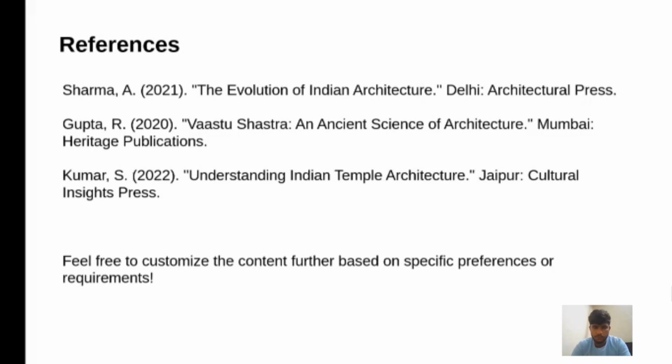And the last one is references. Sharma, A. 2001. The Evolution of Indian Architecture. Delhi: Architectural Press. Gupta, R. 2020. Vastu Shastra: Ancient Science of Architecture. Mumbai: Heritage Publications. Kumar, S. 2022. Understanding Indian Temple Architecture. Jaipur: Cultural Insights Press.